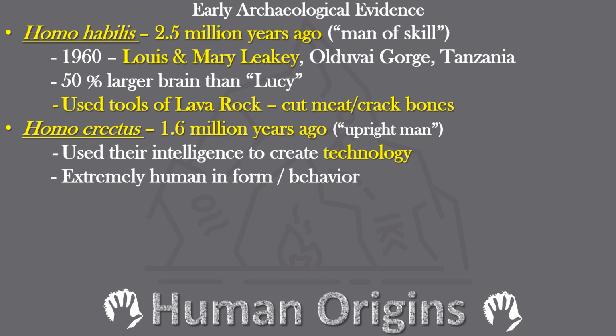He dates from about 1.6 million years ago, and again, translating from the Latin, it means upright man. Now, Homo erectus is going to be using their increased intelligence to create more and more technology. And the emphasis on Homo erectus is that they are extremely human-like in form and behavior. For all intents and purposes, modern humans are walking around in a Homo erectus skeleton.